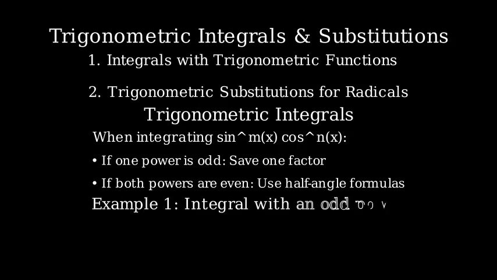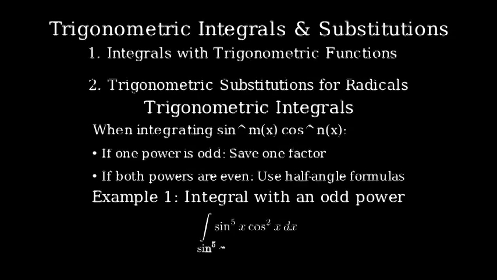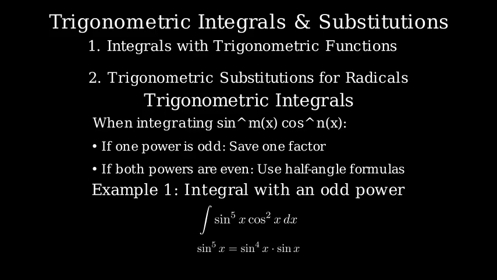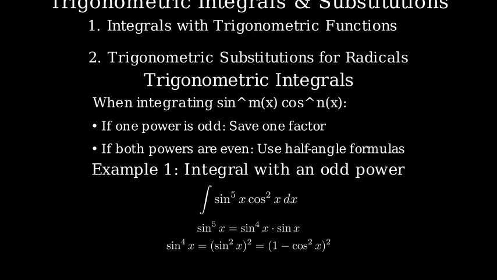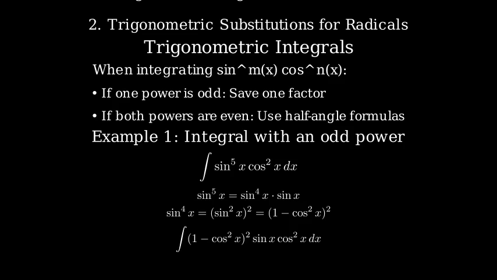Consider the integral of sine to the fifth power times cosine squared of x dx. Since the power of sine is odd, we'll use our first strategy. We'll save one sine term and convert the remaining powers using the Pythagorean identity. First, we rewrite sine to the fifth as sine to the fourth times sine of x. Then we use the identity sine squared equals 1 minus cosine squared to rewrite sine to the fourth. Now we have the integral of the quantity 1 minus cosine squared times sine of x times cosine squared dx.